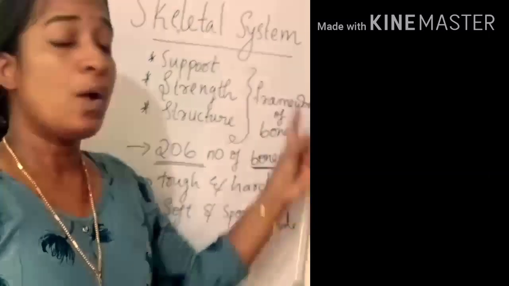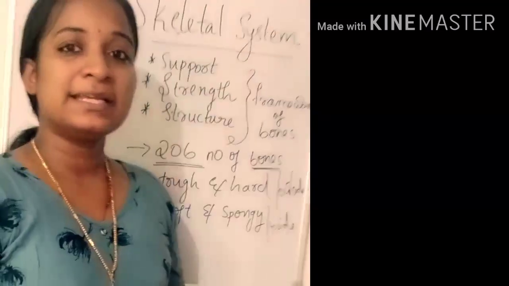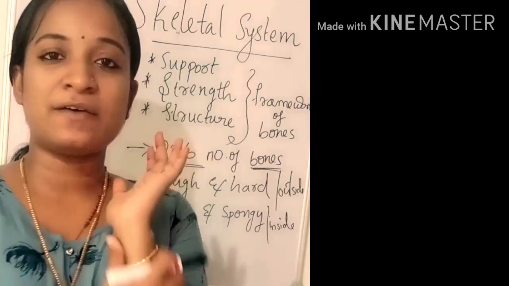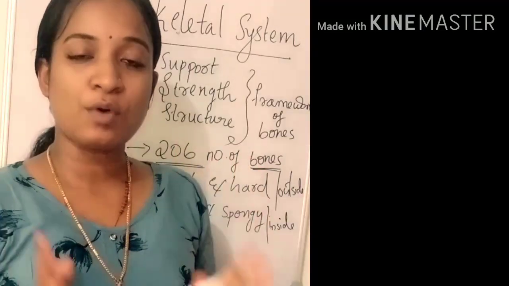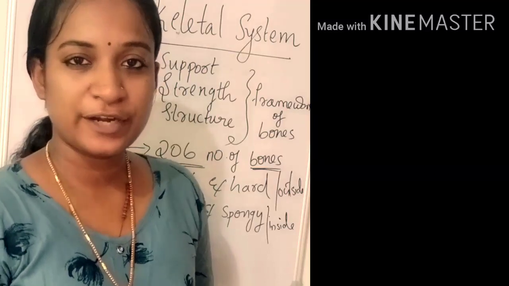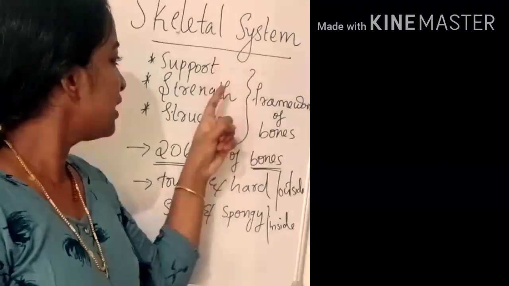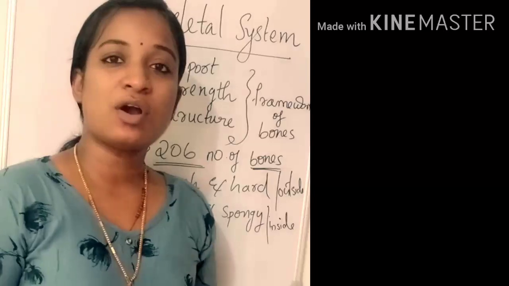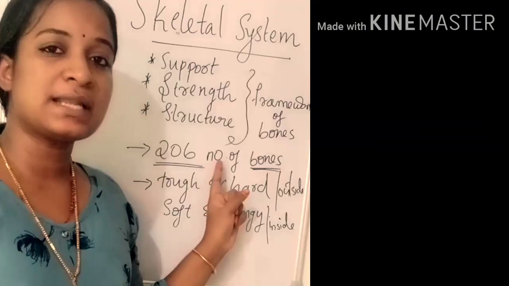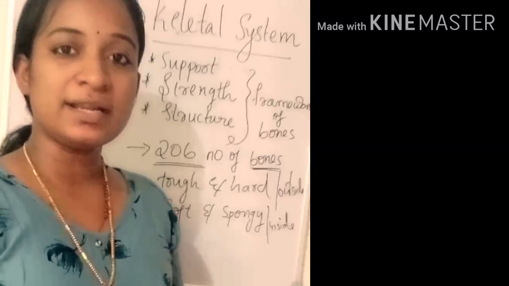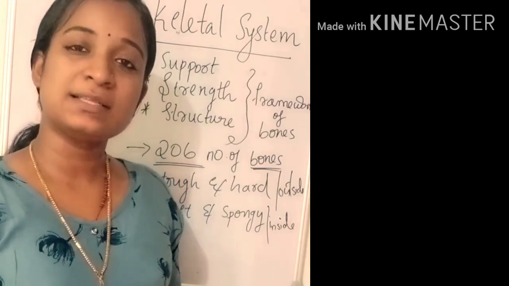So what have we discussed? What is the skeletal system? It is a framework of bones. The bones from our limbs, bones from our chest, etc., all together make up the skeletal system of our body. The main function of the skeletal system is to give support, strength as well as structure or shape to our body. In an adult human being there are 206 bones, which are hard and tough outside, but very soft and spongy inside.